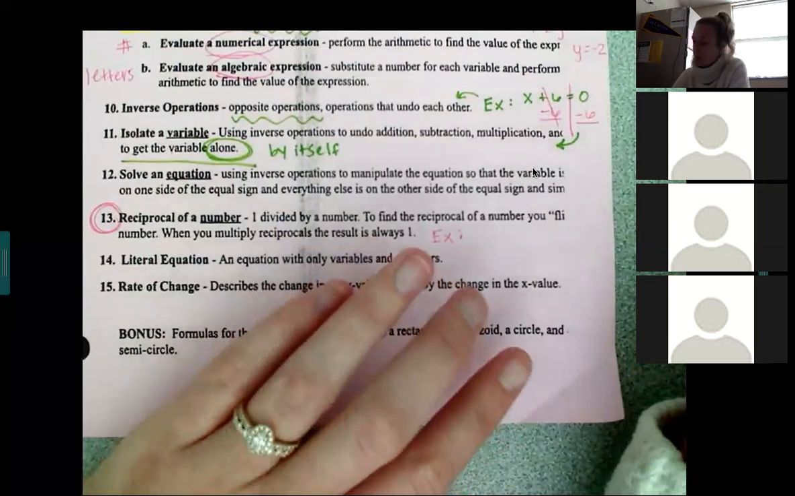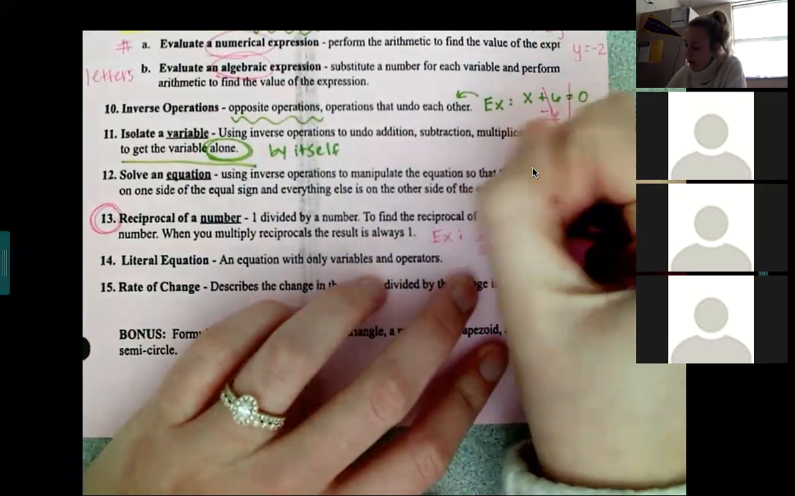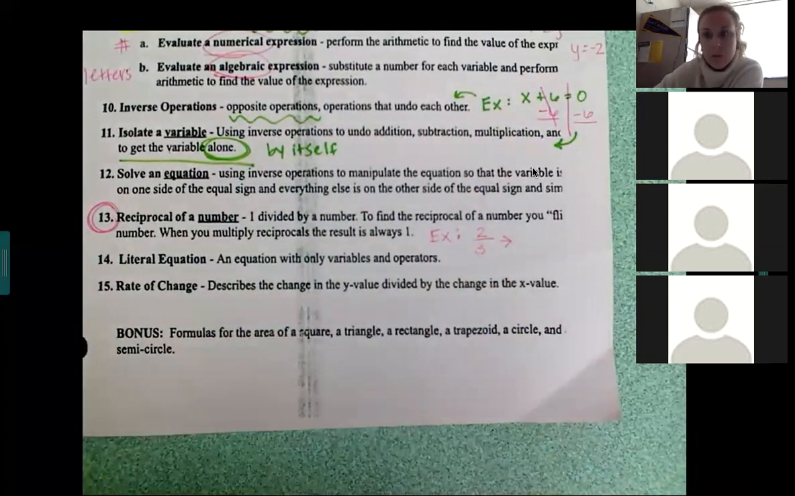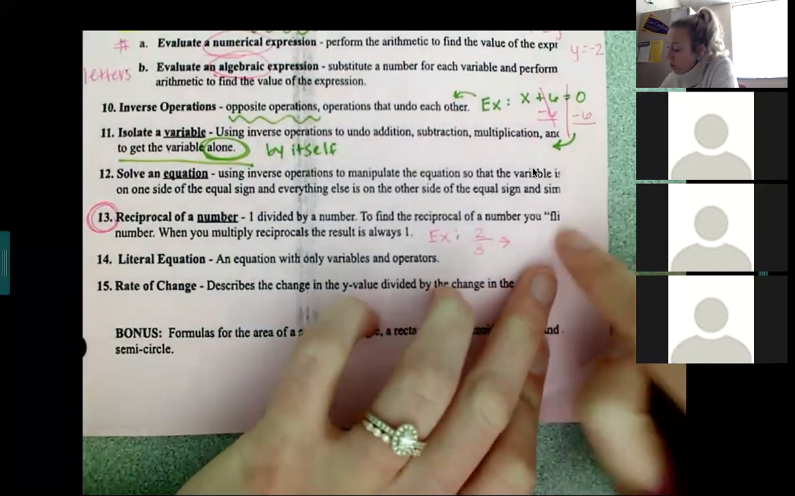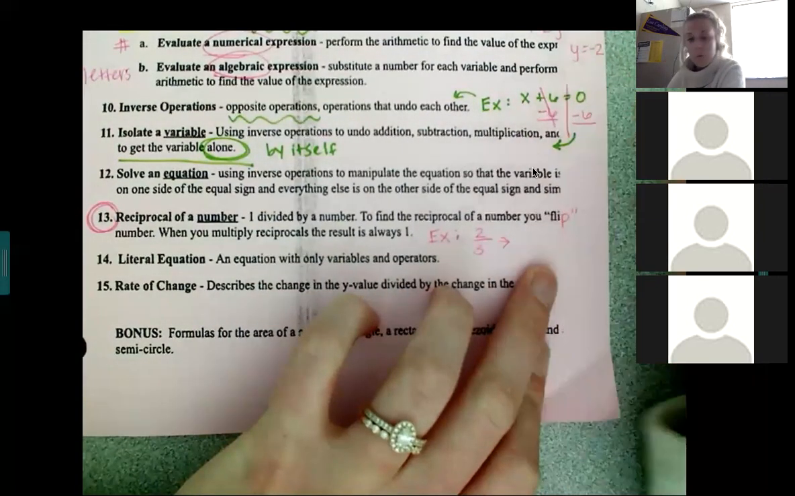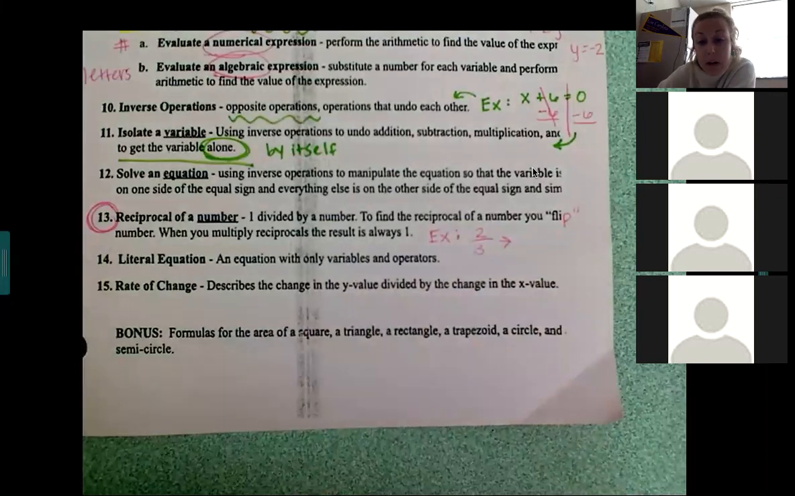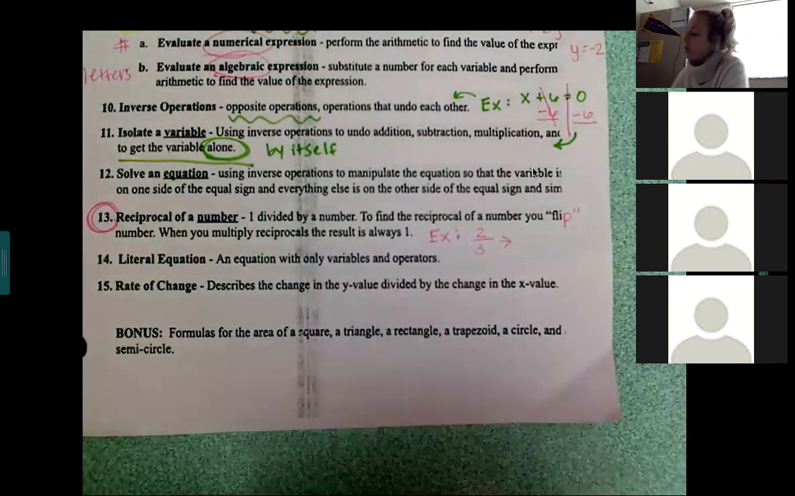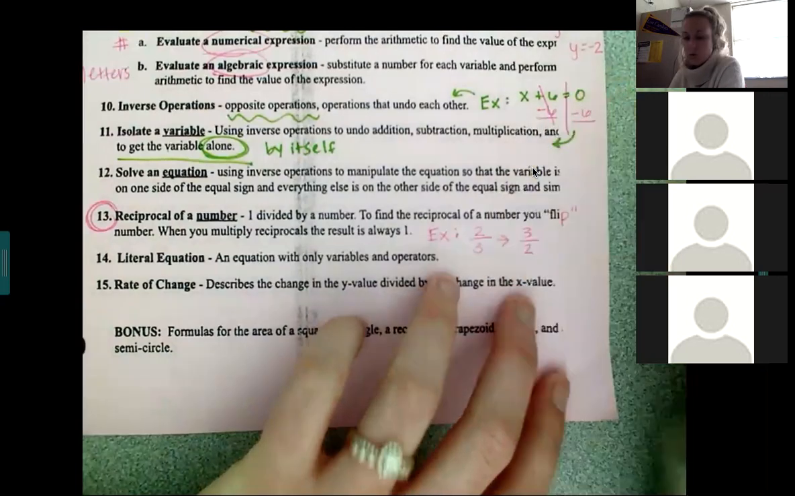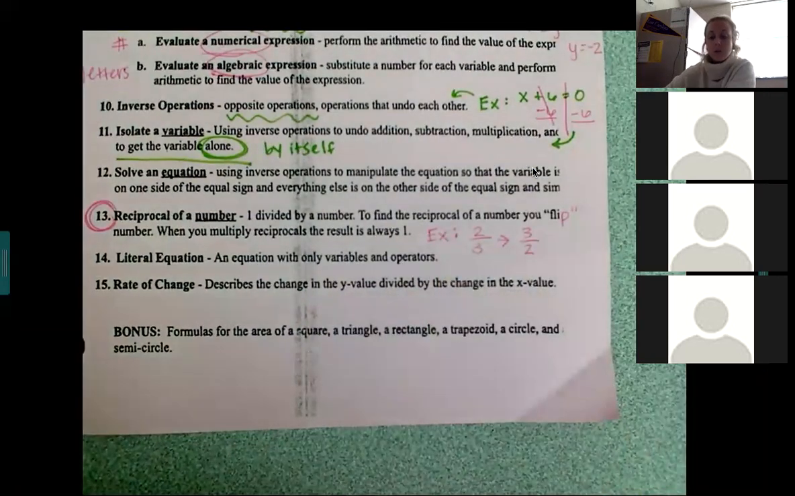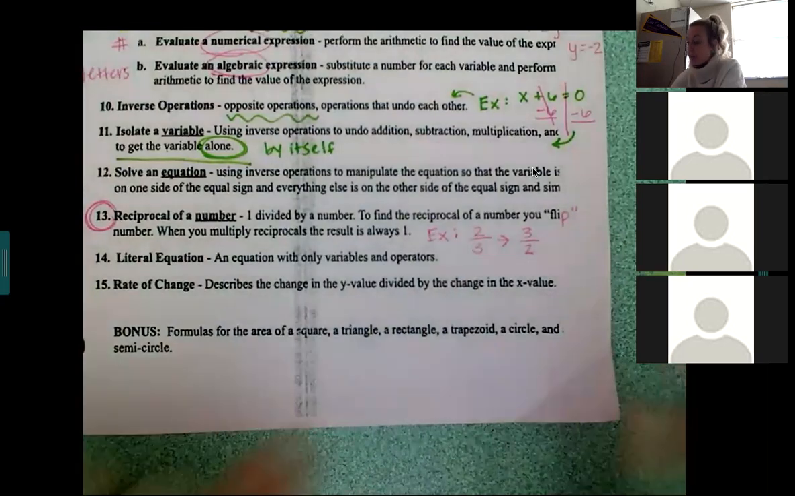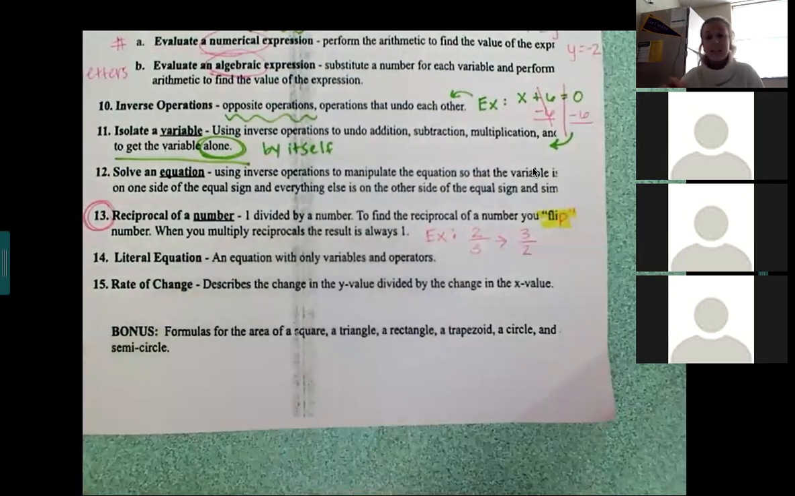So let's do 2/3, because you had 2/3 on one of your Delta Math assignments. So when you're finding the reciprocal, it says right here, you flip the number. I have to figure out why that got cut off again. So if I flip 2/3, what would the reciprocal be? 3/2. Did y'all learn that in middle school? Yes. Perfect.